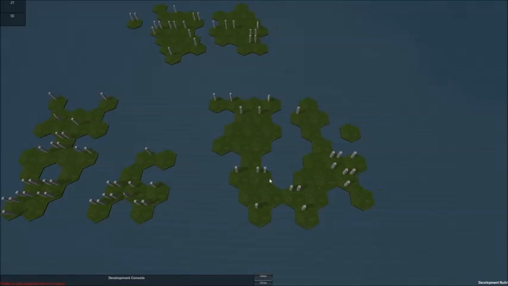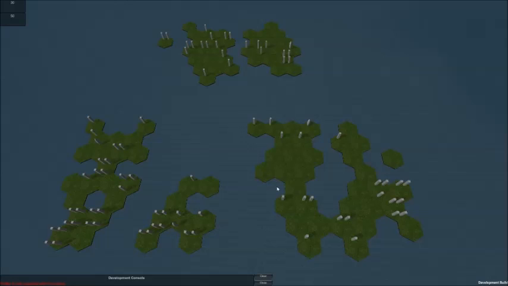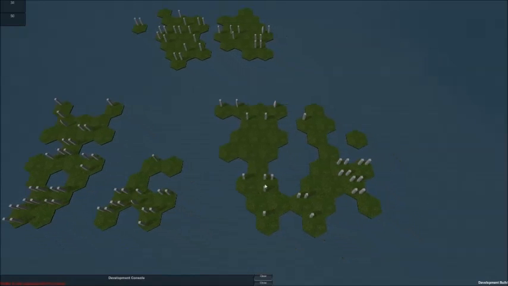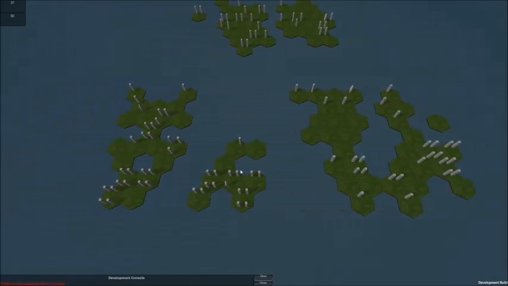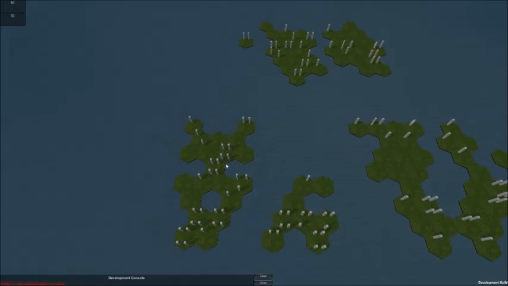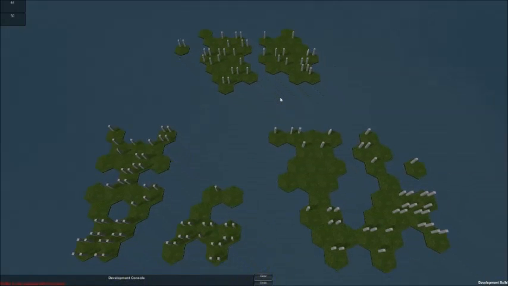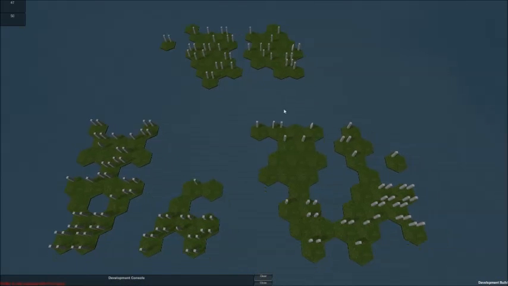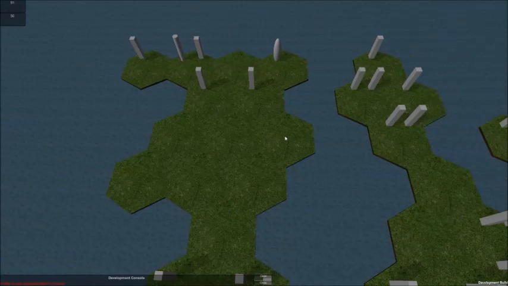So the first thing I want to start off with is the different nations. As you can see, there are different islands. So we have one here, one here, one here, and one here. Each of these nations is comprised of different hexagons, and each one of these hexagons has its own resource.